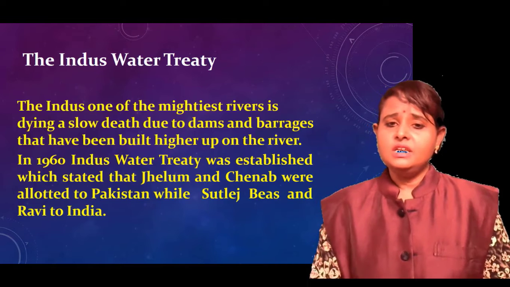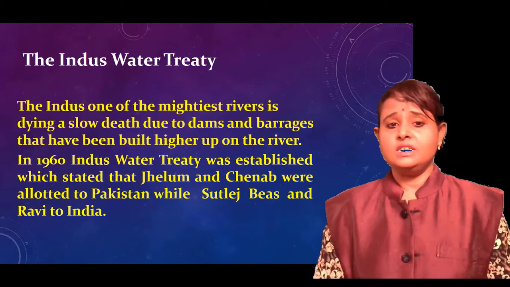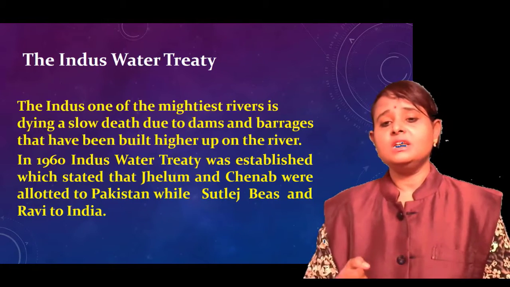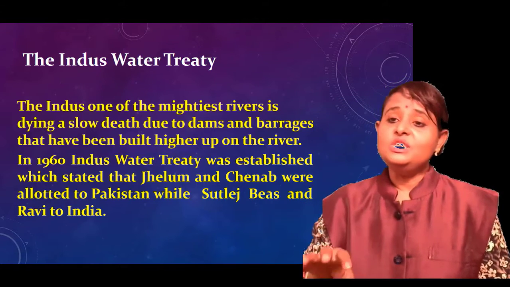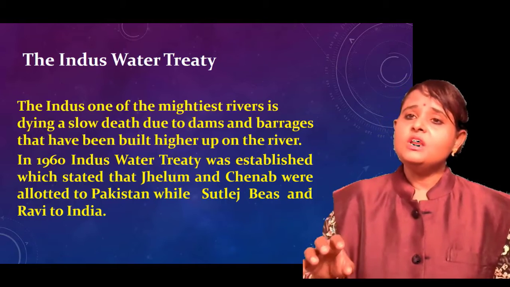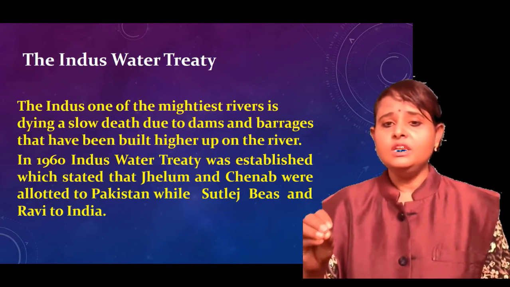In 1960, the Indus Water Treaty was established, which stated that Jhelum and Chenab are allotted to Pakistan, while Sutlej, Ravi, these are allocated to India. Okay, so these are the tributaries. How are they distributed or allotted? Jhelum and Chenab to Pakistan, Sutlej, Ravi, these to India.